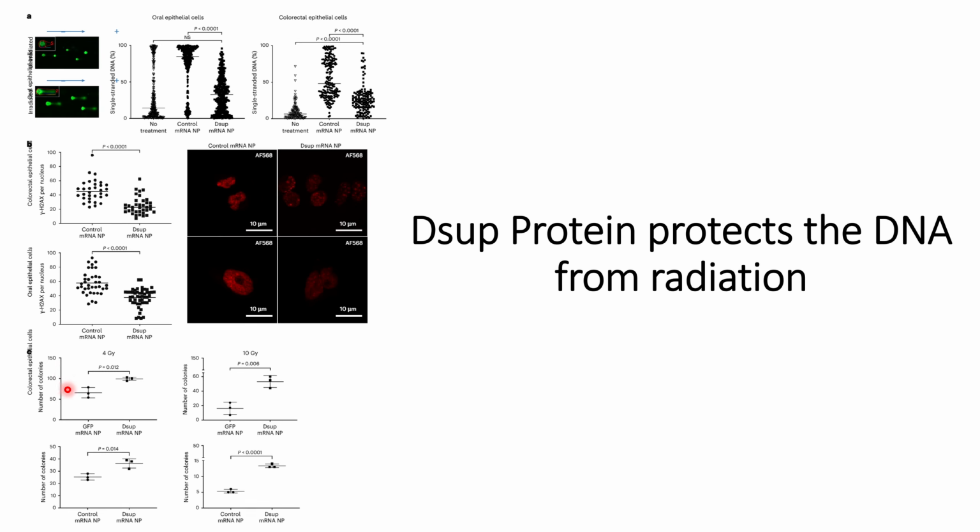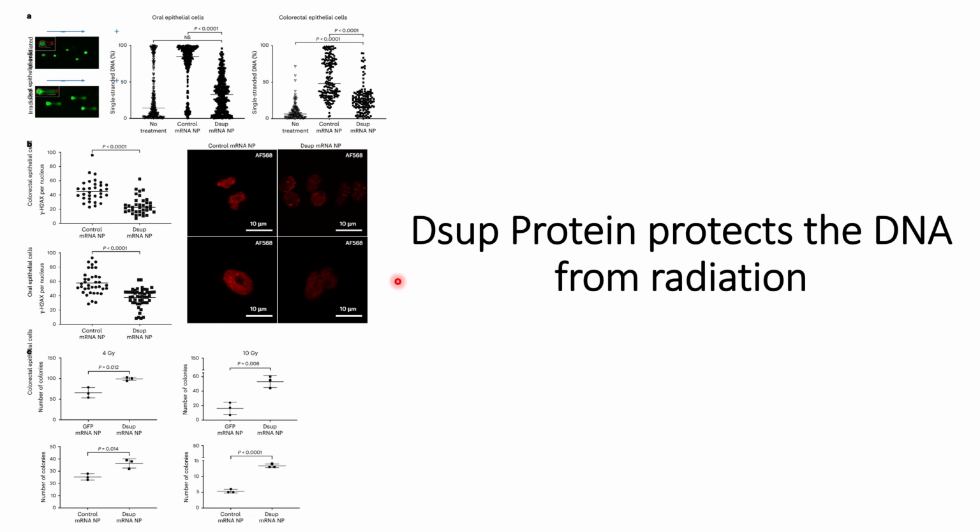And what they are able to find out, at different intensities of radiation, is that the number of colonies is high when the Dsup mRNAs are transfected into the cells for all the cases that they have tested, that is 4 gray and 10 gray. And in both the cases they are able to see that the number of colonies is high when the cells are transfected with Dsup mRNAs, compared to the case where cells are not transfected with Dsup mRNAs, or the cells are transfected with only GFP mRNAs.